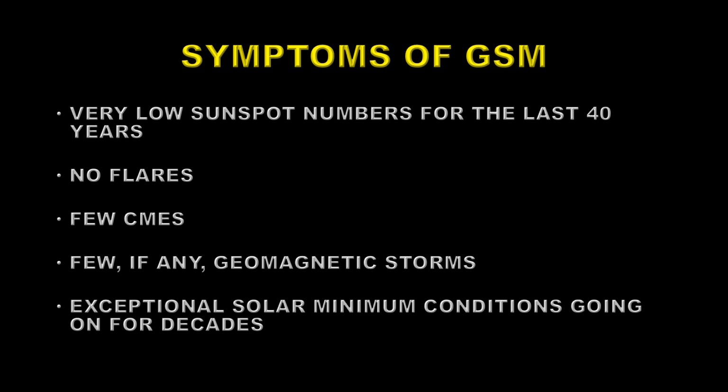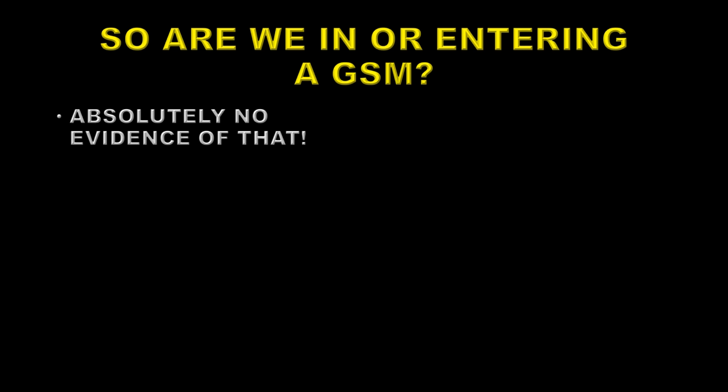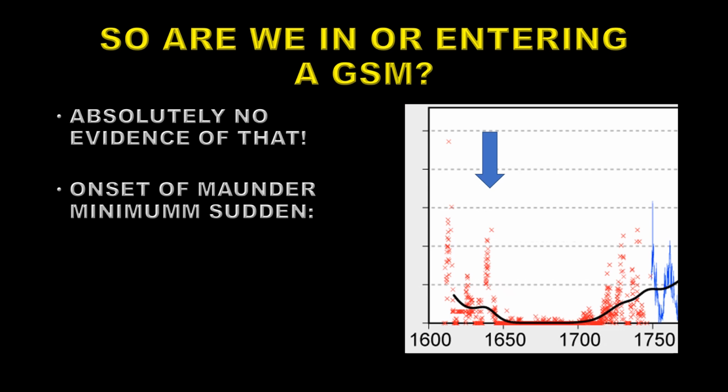Does the modern period qualify? So the first question is, are we entering or have we entered a grand solar minimum? Let's take a more detailed look at the Maunder minimum and see its characteristics. There is absolutely no evidence that we're going into a similar situation as the Maunder minimum. If you look at the sunspot numbers, the onset of the Maunder minimum was quite sudden. We had a perfectly normal solar cycle just prior to the onset of the Maunder minimum, and then basically the bottom fell out of the sunspot market.